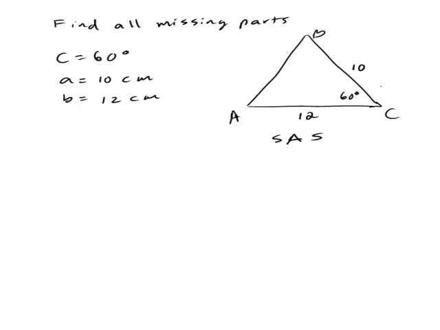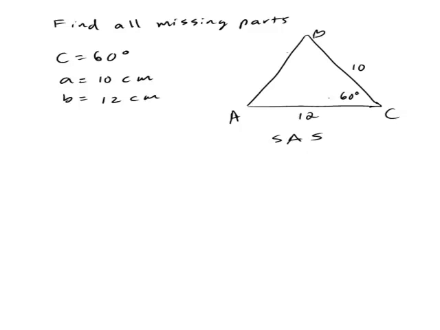Okay, so in this example, we're going to look at a problem where we need the law of cosines. Okay, so here we have side angle side. So we're given two sides and the angle that's between the two sides. And so this forces us to use the law of cosines.